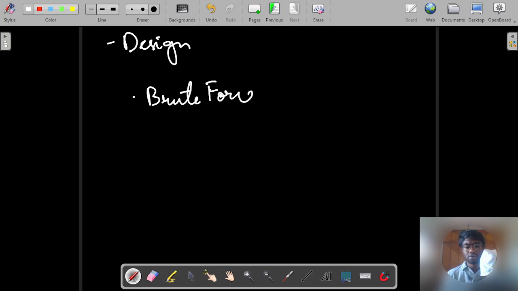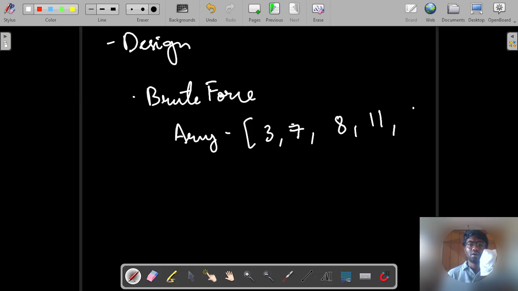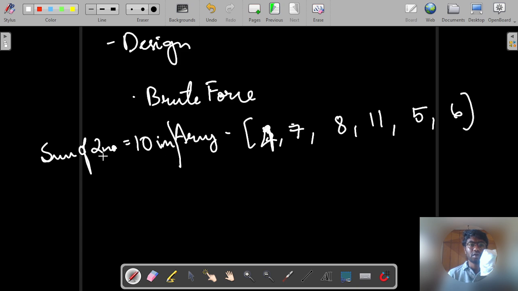So let's say we want to find the sum of two numbers in a large array, an array of numbers. Let's say 3, 7, 8, 11, and 5 and 6. So let's say we want to, let me change this to 4. So let's say we want to find a sum such that the sum of two numbers is equal to 10 in the array. So we need to find these two numbers.